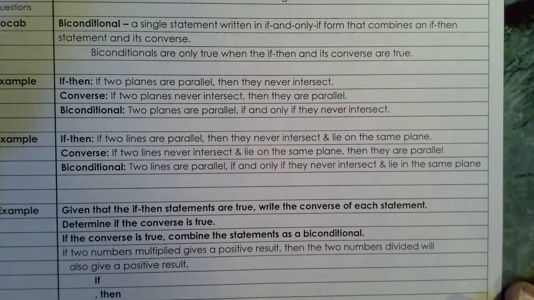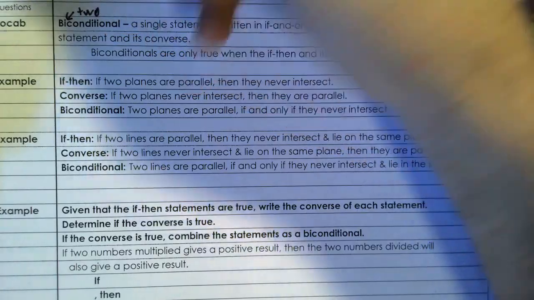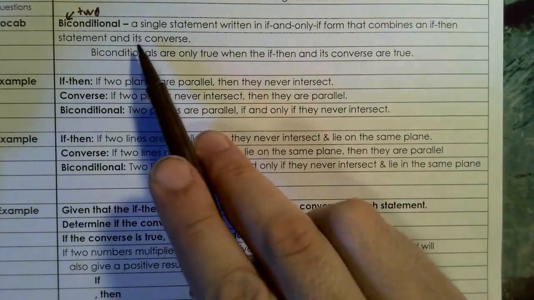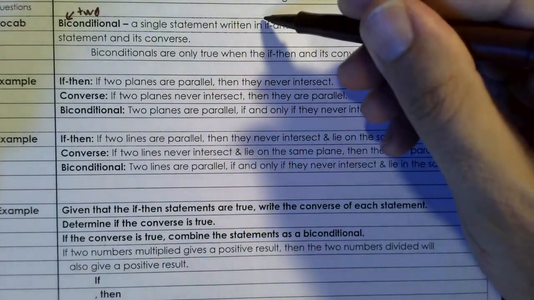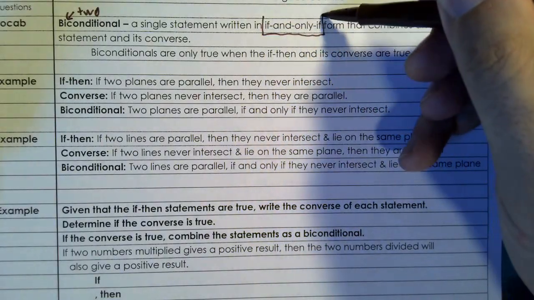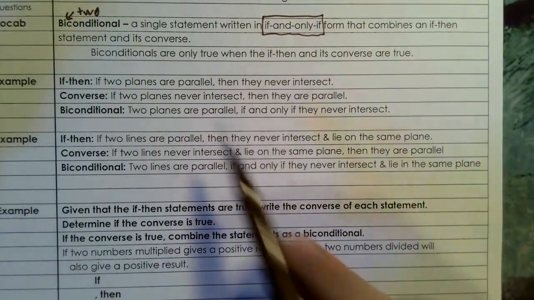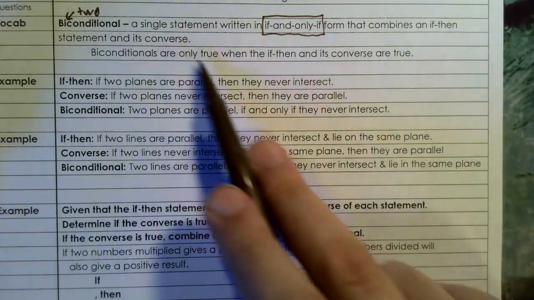Hello, in this video we're going to be talking about biconditionals. Bi is a word that kind of means two, and is saying a combination of two different conditionals. So if we take a statement written in if and only if form, this is your big clue that we're going to be using a biconditional instead of the regular if-then. It combines an if-then statement and its converse.